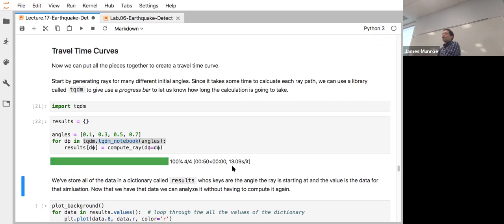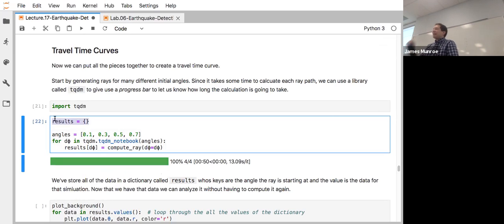What I've done is I've stored those results inside of a data structure called a dictionary. Results is a dictionary that allows me to look up the results of the model simulation associated with each one of these initial angles. I'm basically saving the results so I then can analyze them afterwards. I wouldn't want to have to recompute this data.